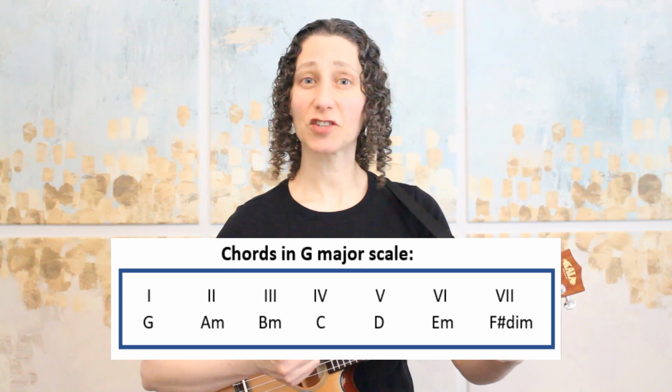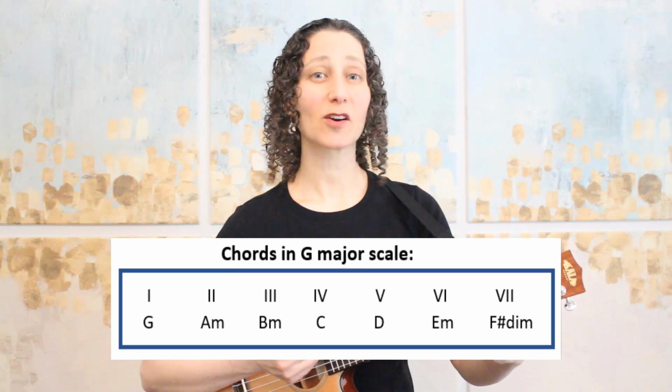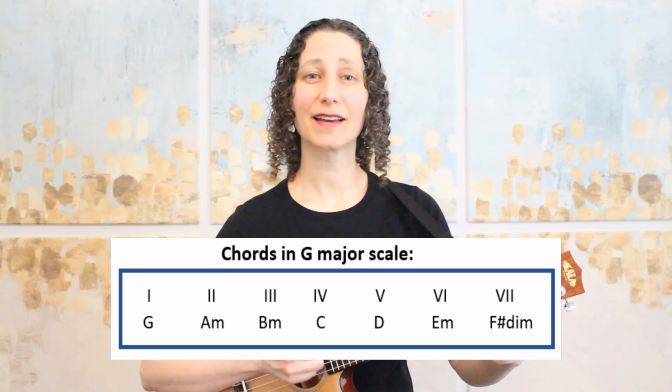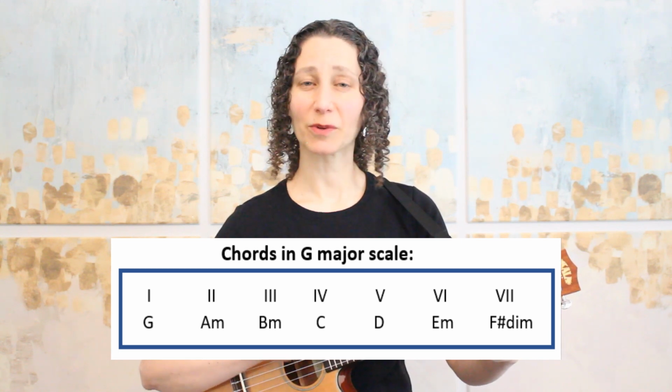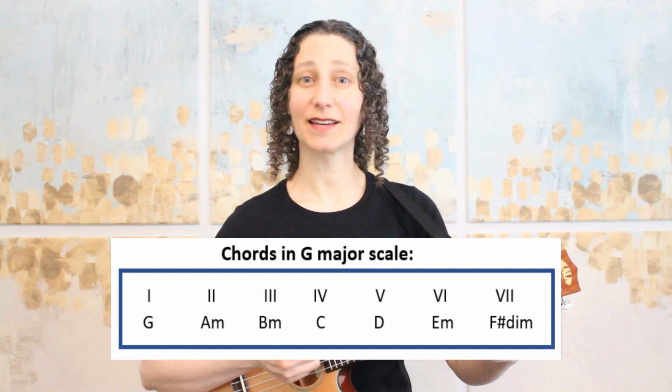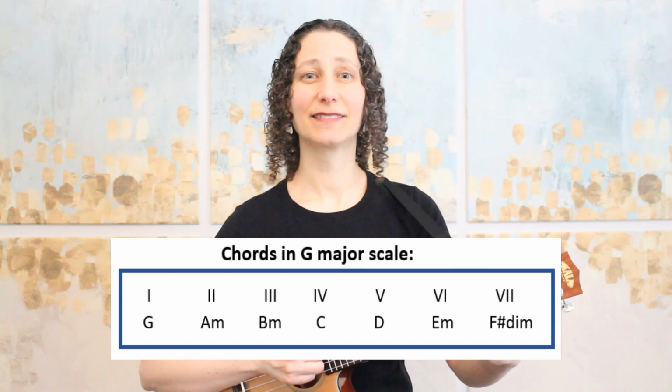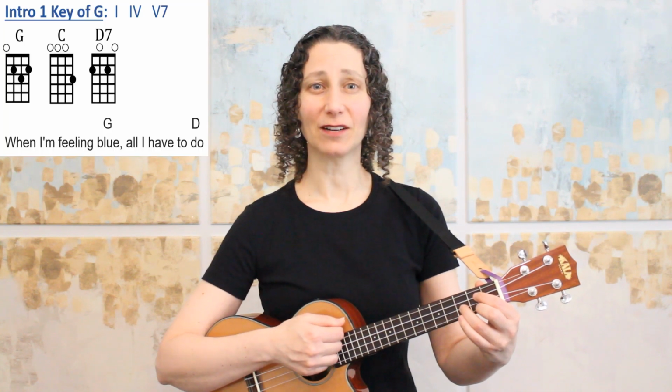Same chord progression and moving it into the key of G will sound like this. Here in the key of G, G is our 1 chord, our 4 chord is C, and then our 5 chord is D. So in this progression we're playing G, C, and then D7. Our song example in the key of G is Groovy Kind of Love.